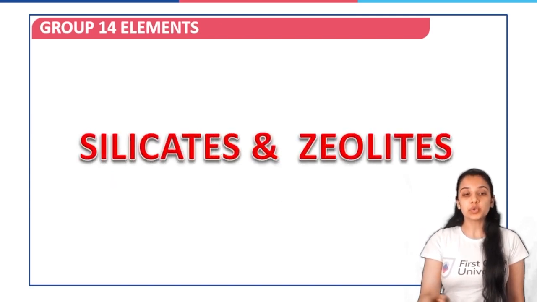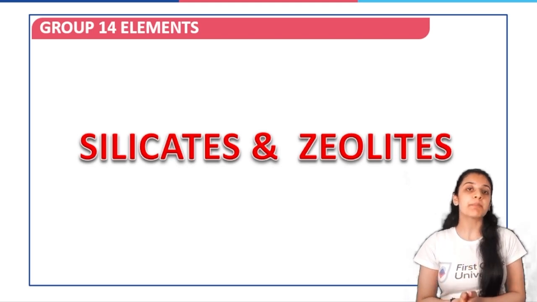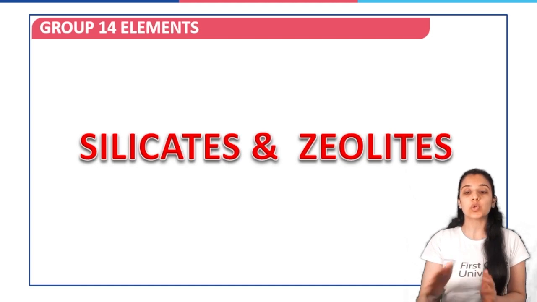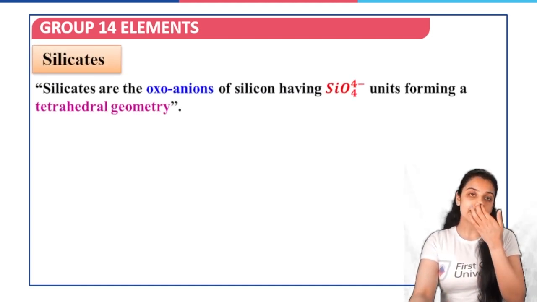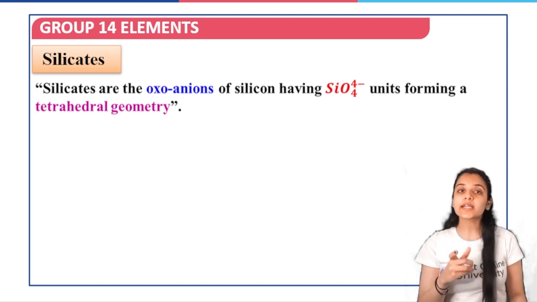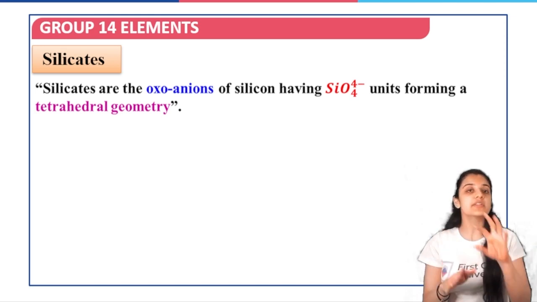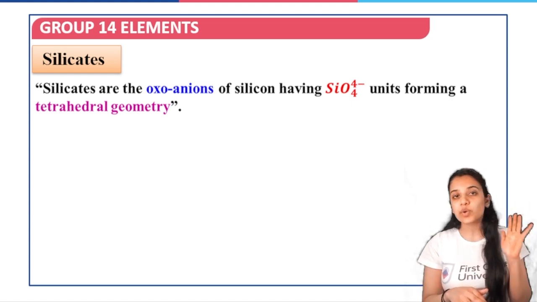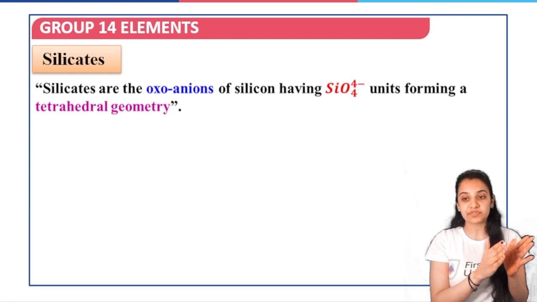Next, we move on to the last important compound of silicon that we have to discuss, that is silicates, and that will also include the concept of zeolites. Now, what are silicates? Do not get confused between silicones and silicates. These are two very different things. Silicon dioxide, or silica, is also one completely different thing.